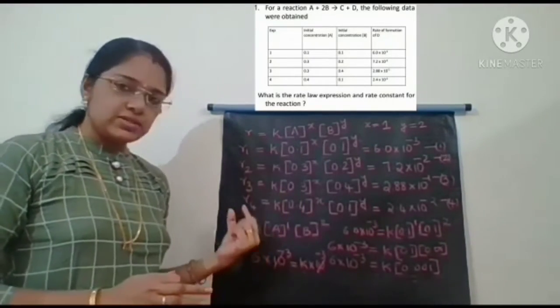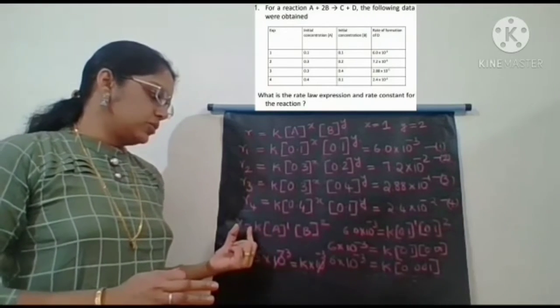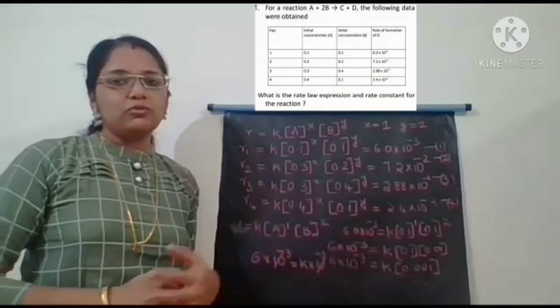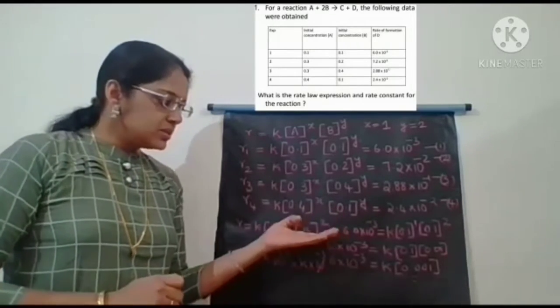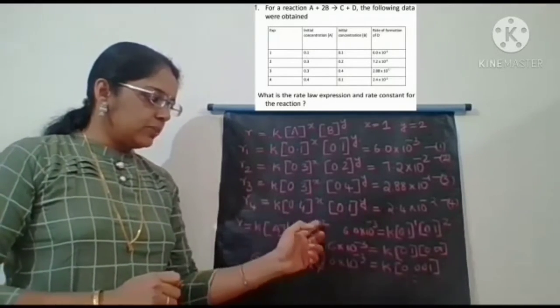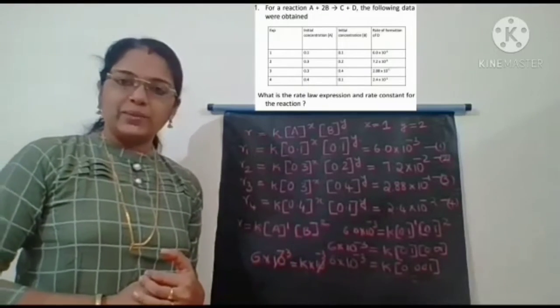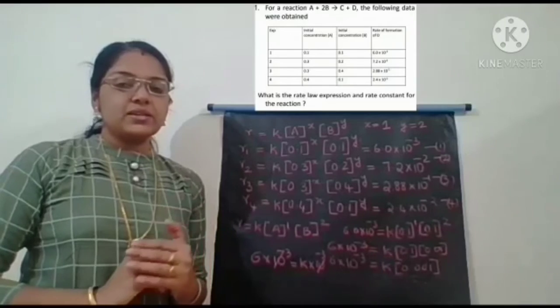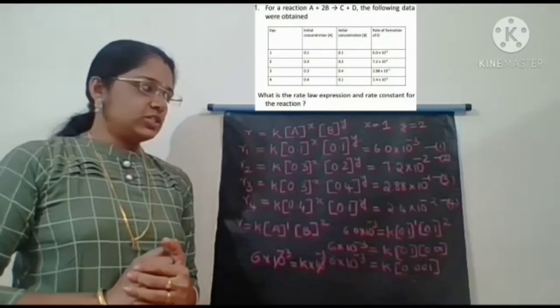So the rate law expression becomes R is equal to K into concentration of A raised to 1 into concentration of B raised to 2. That means the order of this rate law expression is 2 plus 1, that is equal to 3. So it is third order kinetics. Secondly, they are asking what is the rate constant of this reaction.